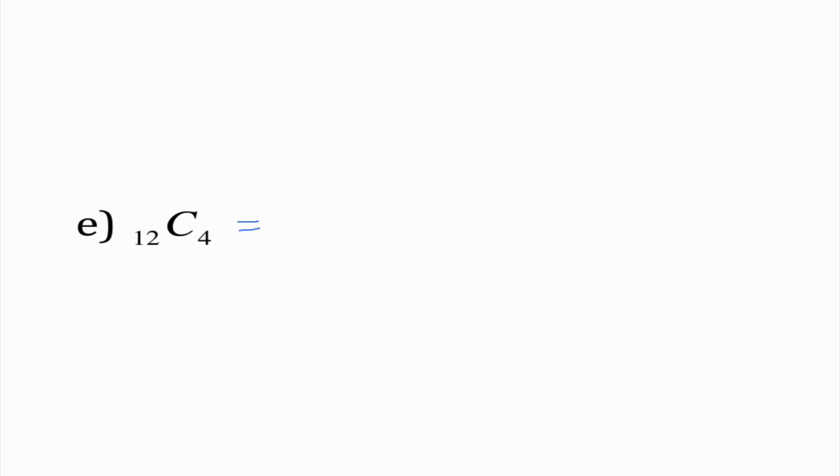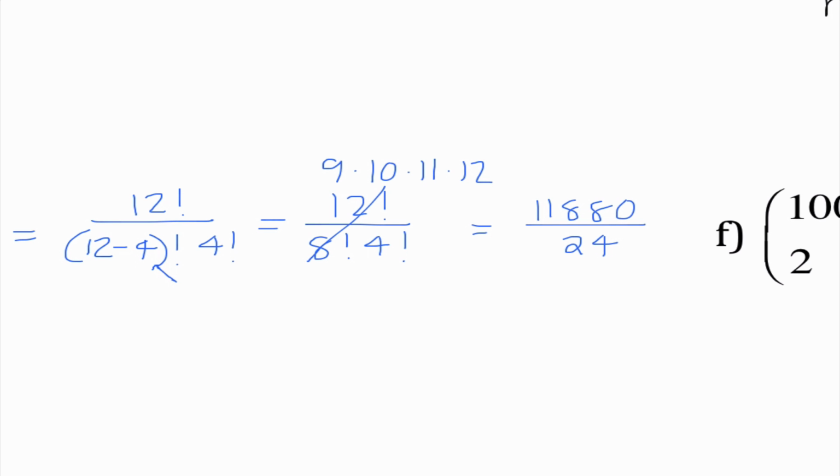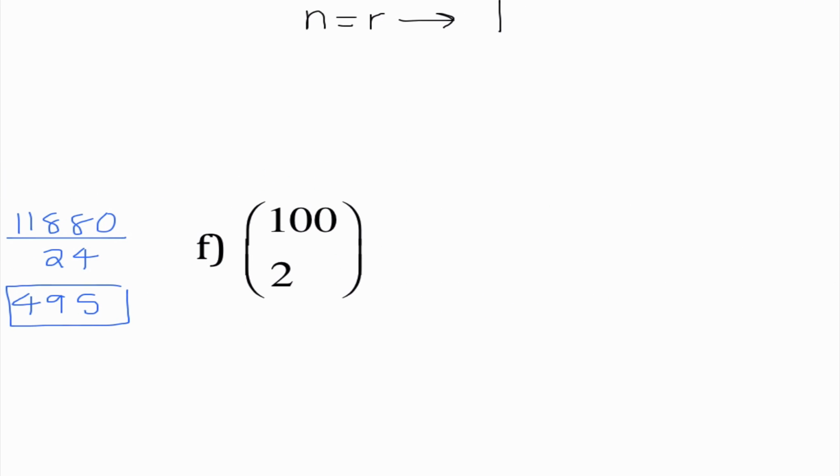Okay, our last two here, 12 combination 4, I'm going to do 12 factorial over 12 minus 4 factorial times 4 factorial. So I get 12 factorial over 8 factorial times 4 factorial. So this would become 9 times 10 times 11 times 12. So that would be 11,880 divided by 4 factorial, which is 24. And when I actually divide these, I end up getting 495. Okay, so hopefully we are getting the hang of this.